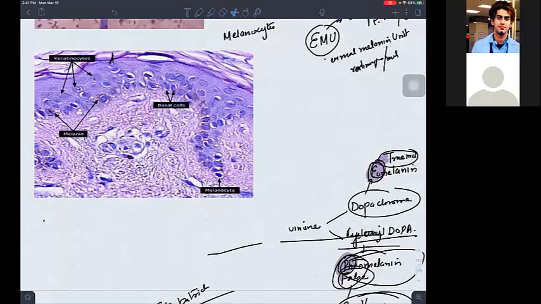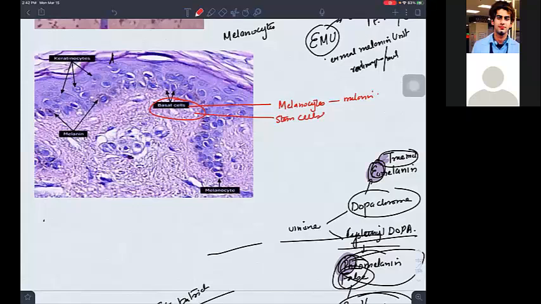So what cells are present in the basal layer? We have basal cells. We have melanocytes. They are producing what? Melanin. We have also some stem cells.